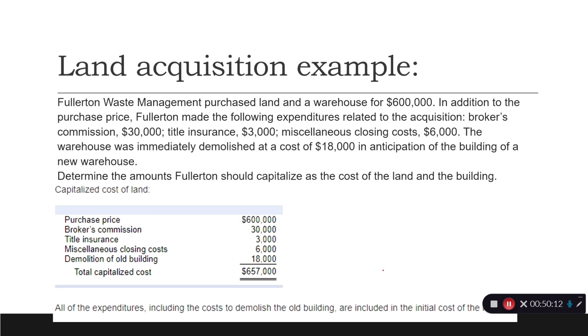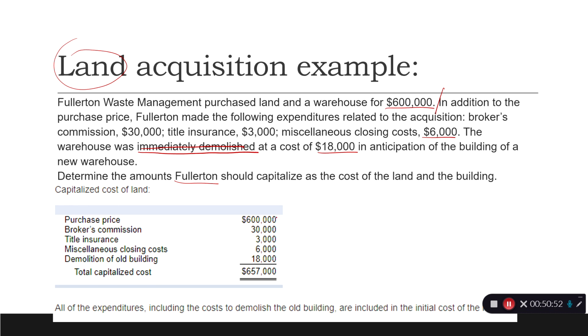Okay, for example, Fullerton Waste Management purchased land and a warehouse for $600,000. In addition to the purchase price, Fullerton made the following expenditures related to the acquisition: broker's commission $30,000, title insurance $3,000, and miscellaneous closing costs of $6,000. The warehouse was immediately demolished. That means this land is what they want, not the warehouse, at a cost of $18,000 in anticipation of building a new warehouse. Determine the amount Fullerton should capitalize as the cost of land and the building.